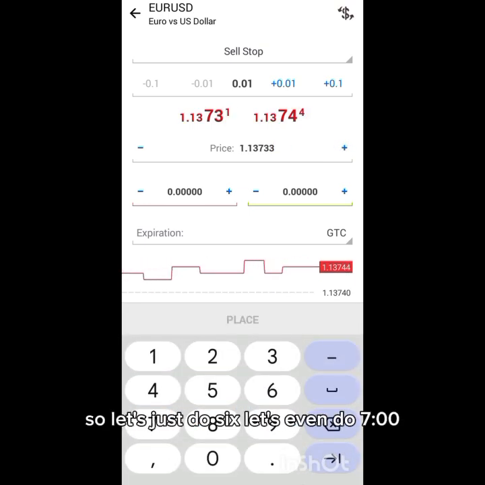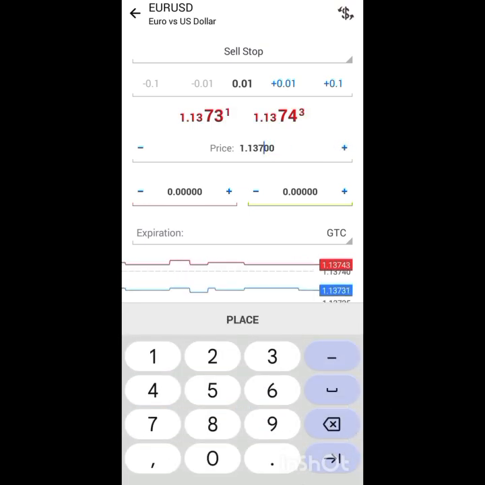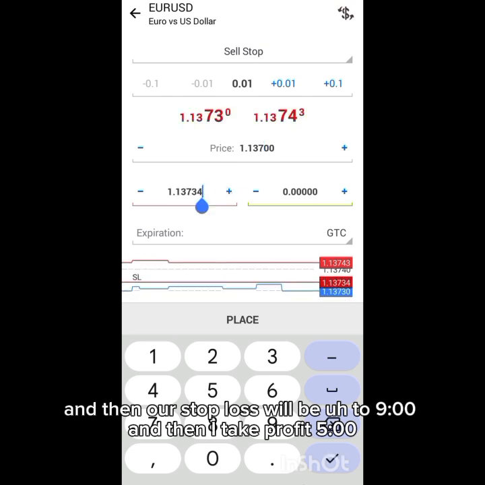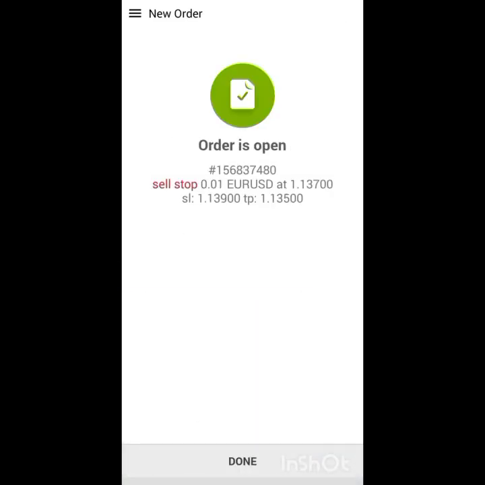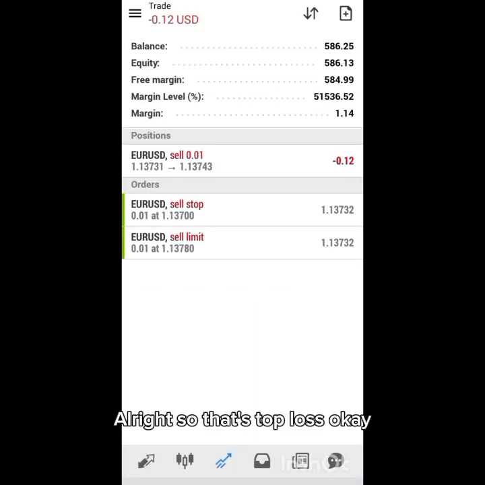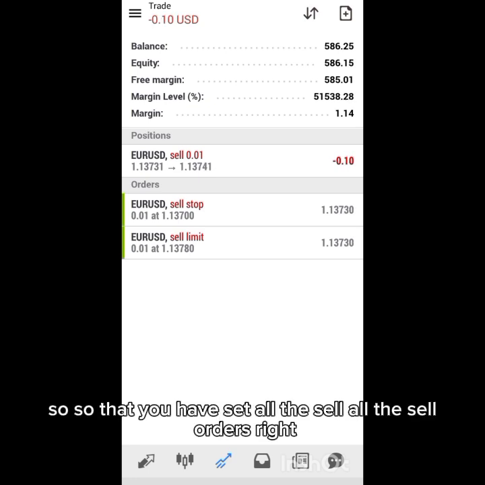So you set 5 pips below that. So let's just do six. Let's even do 70, and then our stop loss will be to 90, and then our take profit will be to 50. Okay, so let's place it. All right, so that's stop loss. Okay, all right, so that we have set all the sell orders, right?